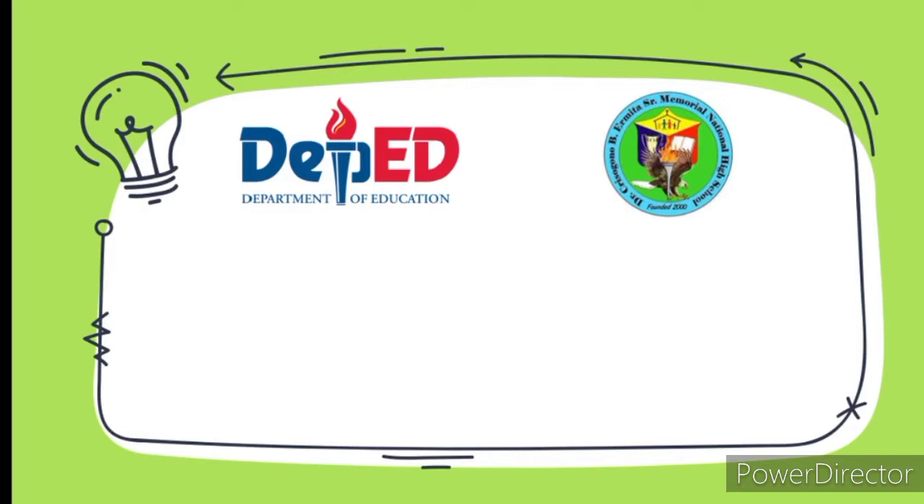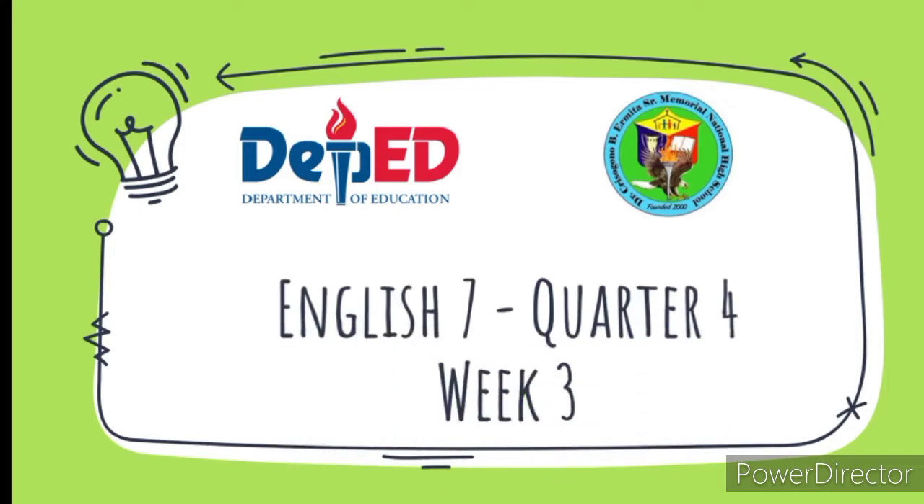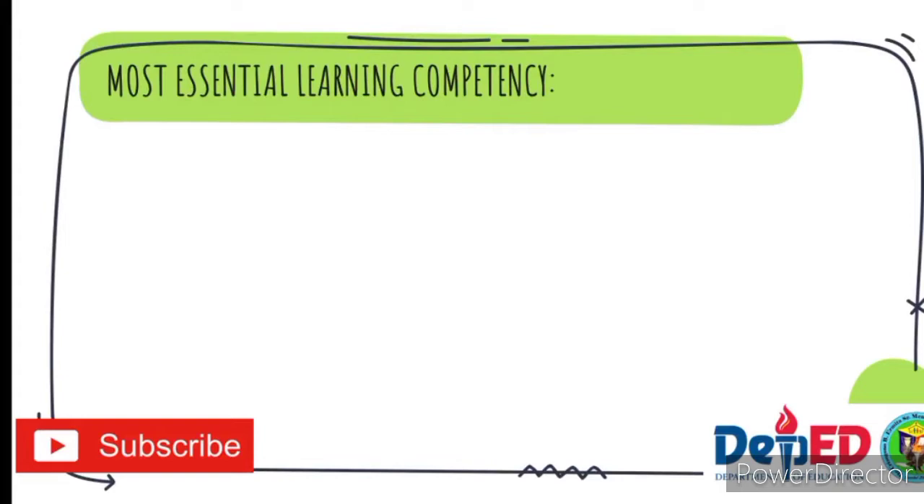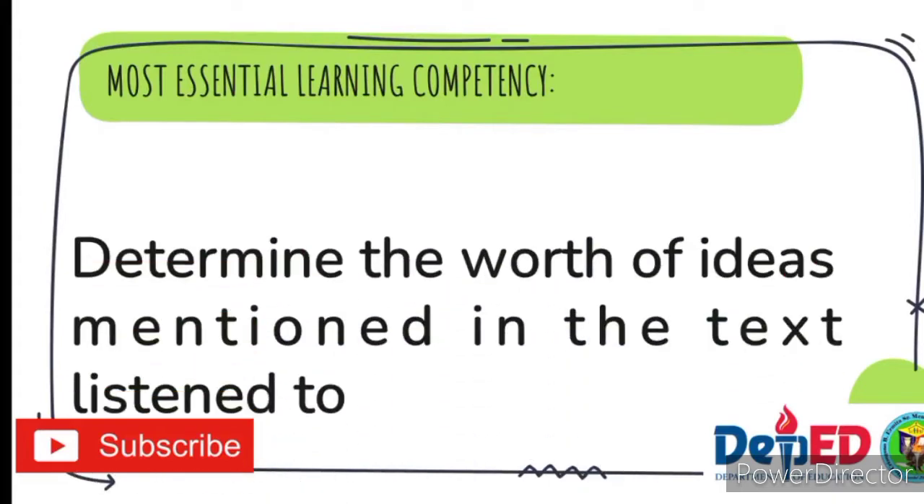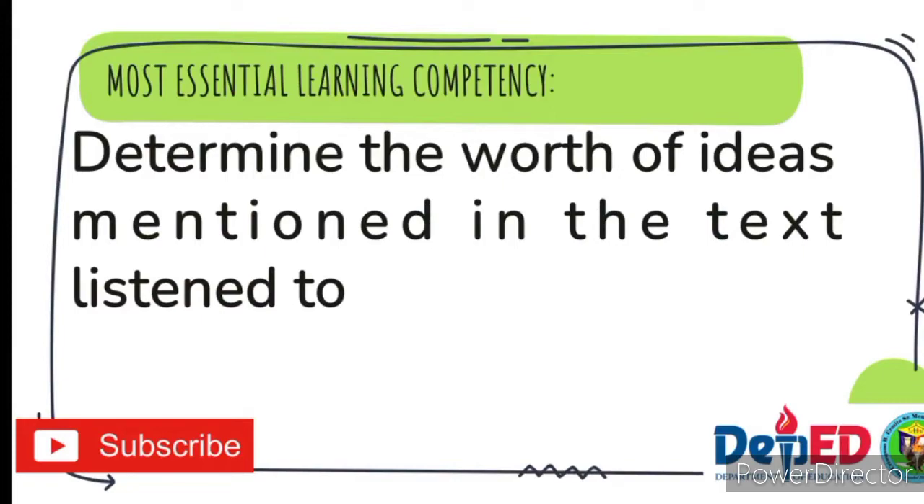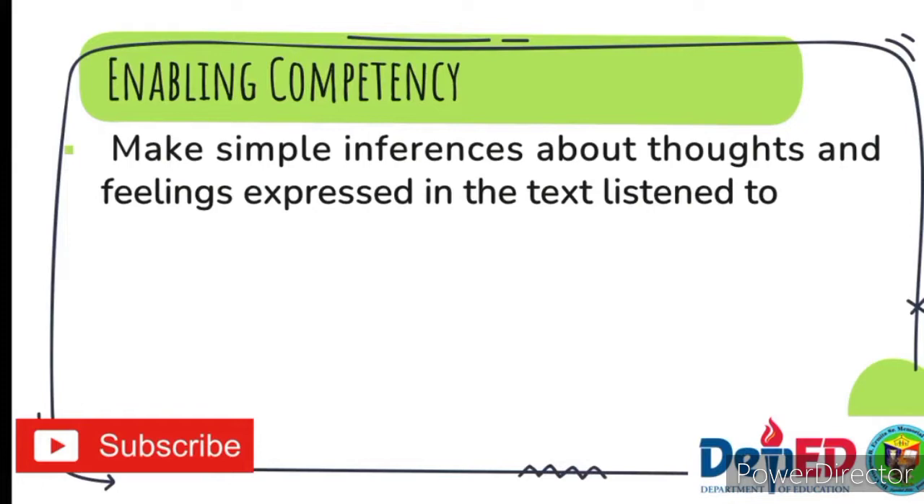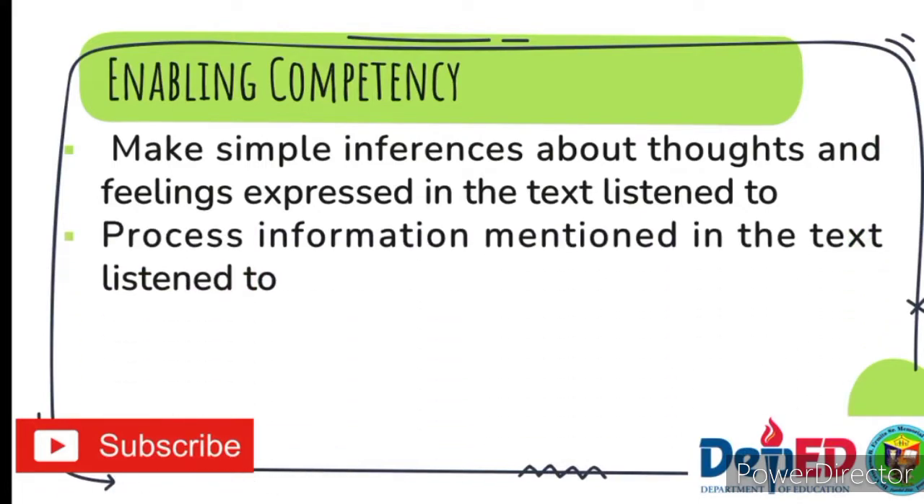This time, let us give ourselves another opportunity to learn beyond expressing our ideas. Welcome to determining the worth of ideas to make simple inferences. For the most essential learning competency, determine the worth of ideas mentioned in the text listened to. For the enabling competency, make simple inferences about thoughts and feelings expressed in the text listened to. Process information mentioned in the text listened to.